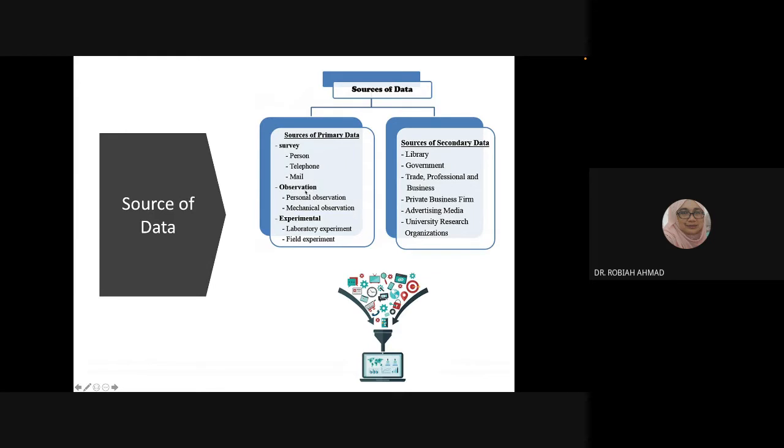observation based on personal observation, mechanical observation, and of course for us it will be experimental, either laboratory or field experiment. And in terms of secondary data, the sources of data are library, government, for example, if you're doing environmental work, you can access data from Jabatan Meteorologi, and then trade, professionals and business, and then maybe from private firms, advertising media, university research organizations.